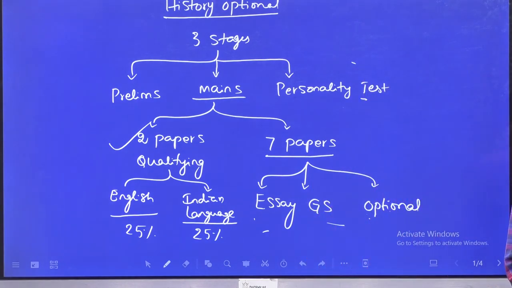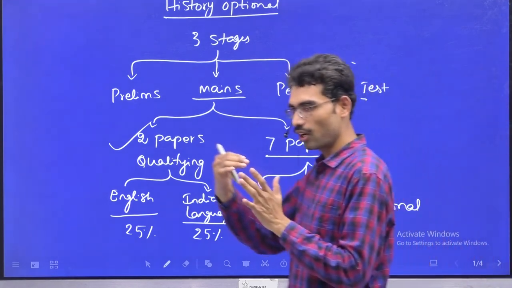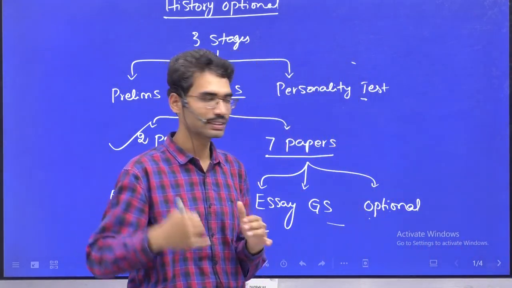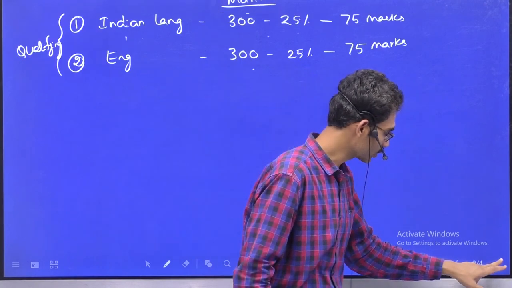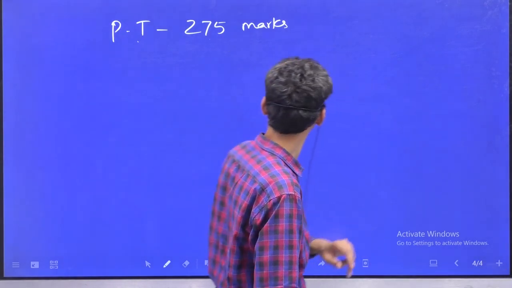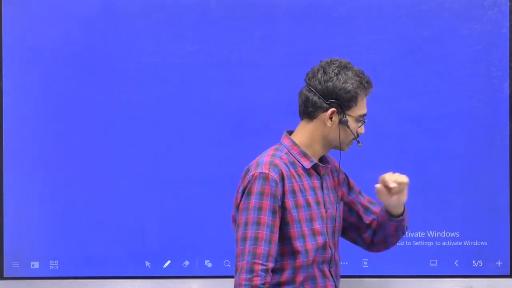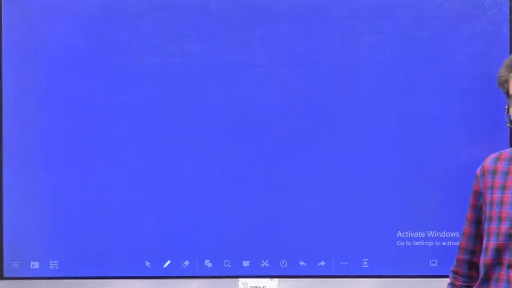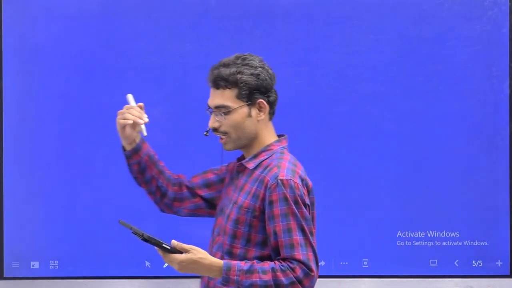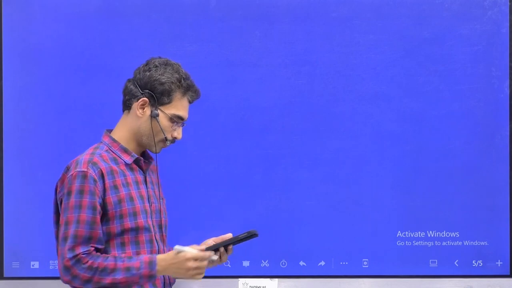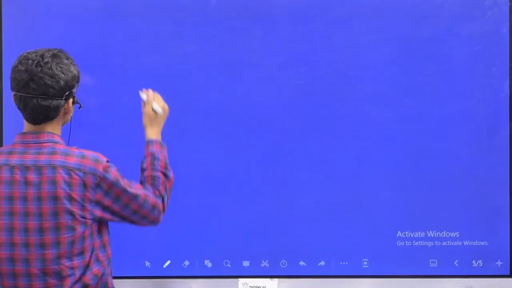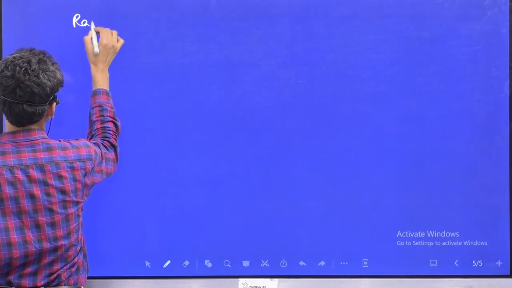Now let us see how much score. Last year, up to five ranks, we will see the first ranker's score, second ranker, third, fourth and fifth rankers. I am giving this list so that you will have a reference. Now you see this. Rankers' score.